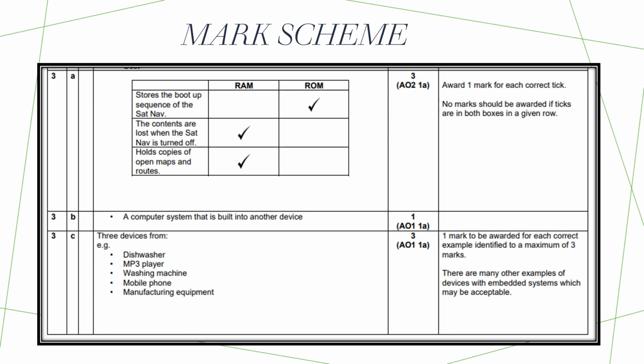For question 3b, the only definition really that you can use is that it's a system built in to another device. So you need to get those words built in into your definition. Finally, you could have any of these three devices: a dishwasher, an MP3 player, a washing machine, mobile phone, or manufacturing equipment. You could also have, I believe, a microwave.